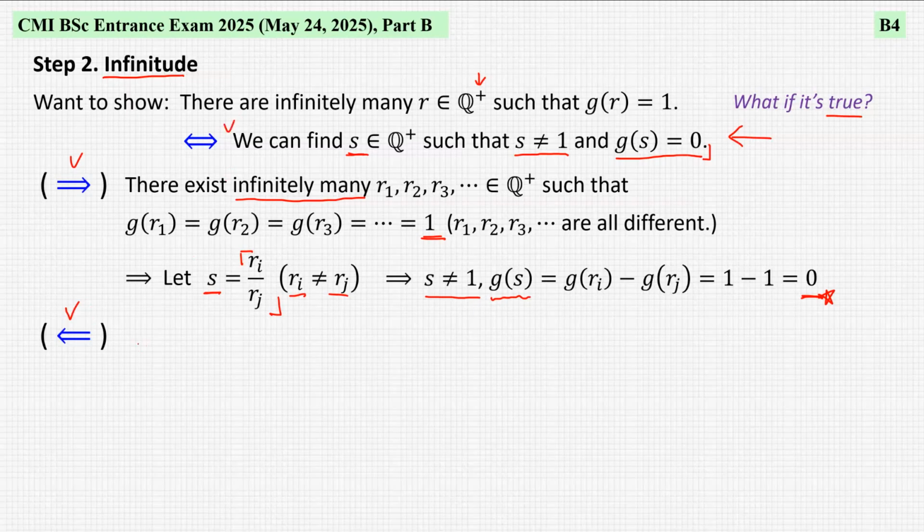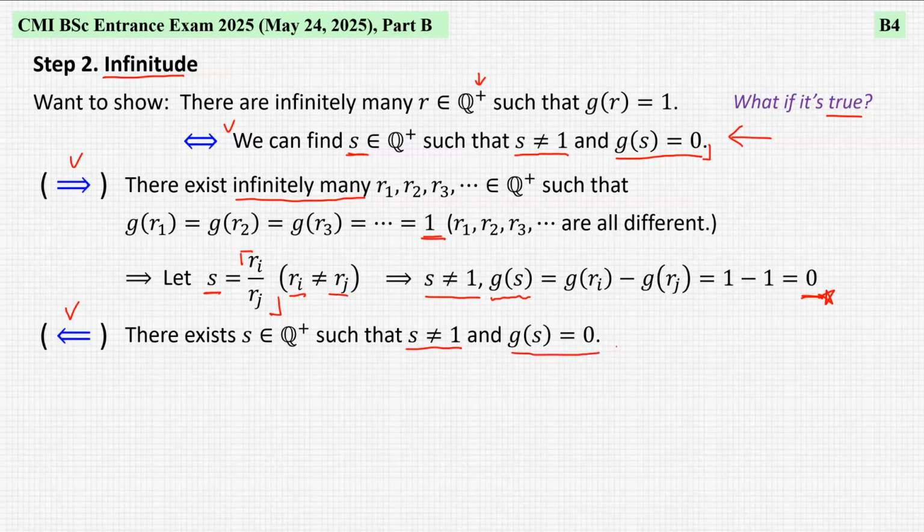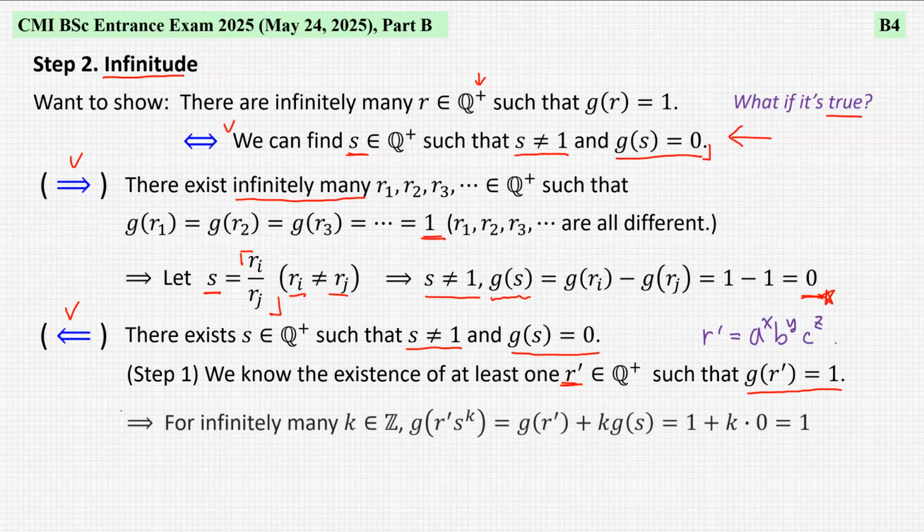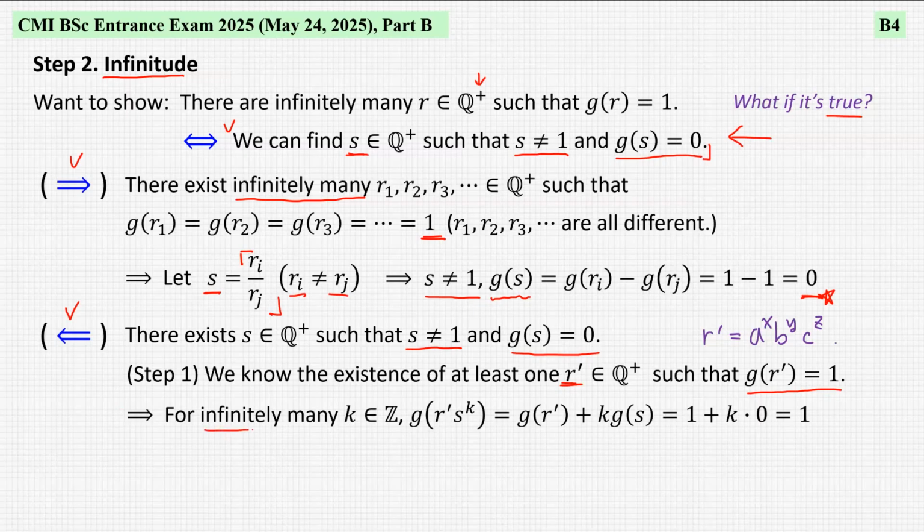So what if this is true? What if we can find a rational number S that is not equal to 1, satisfying g of S equals 0? Well, in the previous step, we proved that there exists at least one rational number, let's call it R prime, satisfying g of R prime equals 1, namely this value. Now using this R prime and S, we can find out that for infinitely many integers k, g of R prime times S to the power of k gives the value 1.